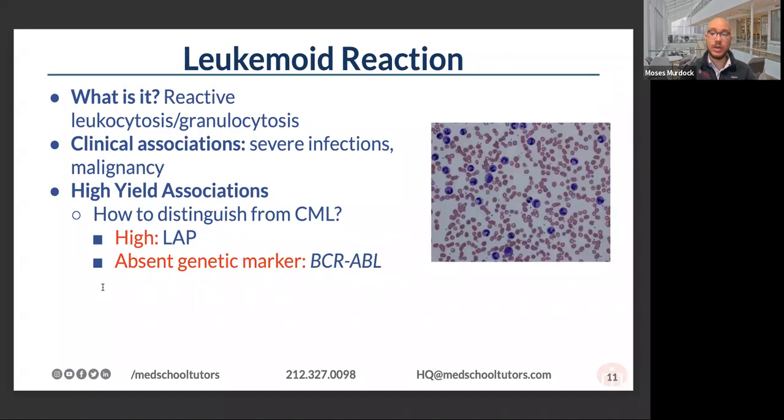Perfect. So the presence of a high LAP and the absence of a BCR-able transcript is what helps you differentiate the Leukemoid reaction from CML.